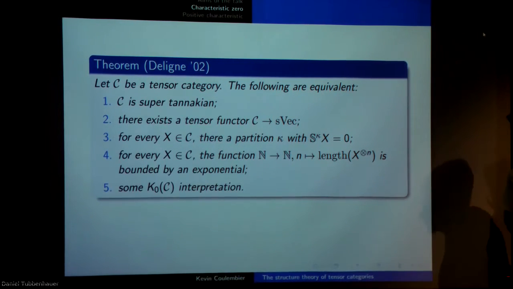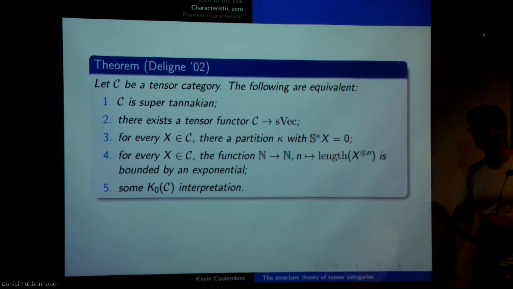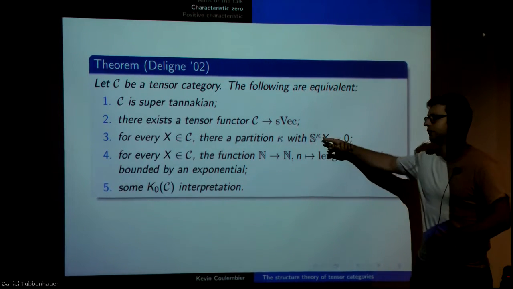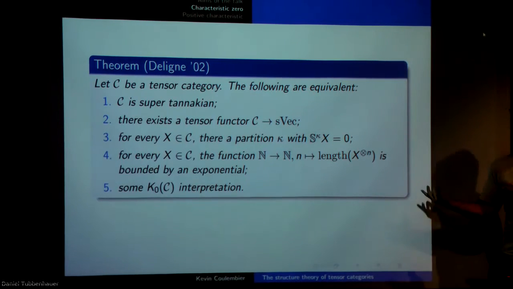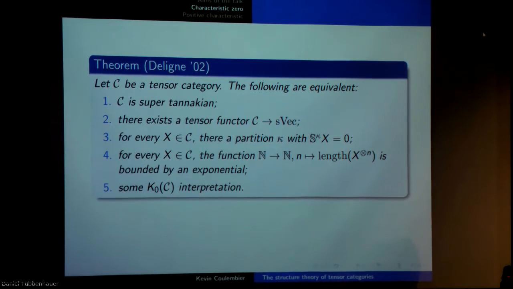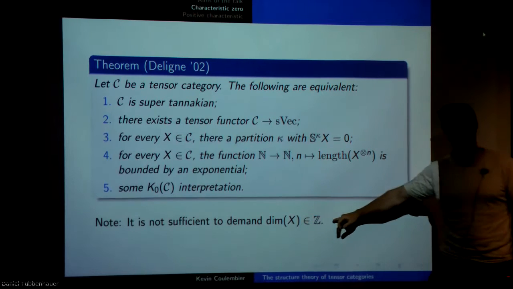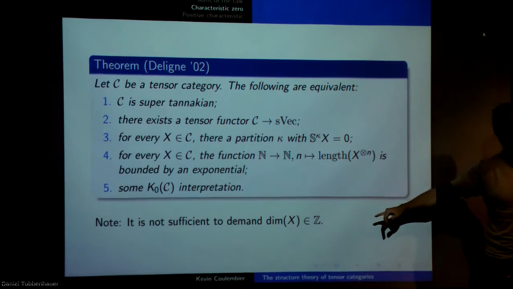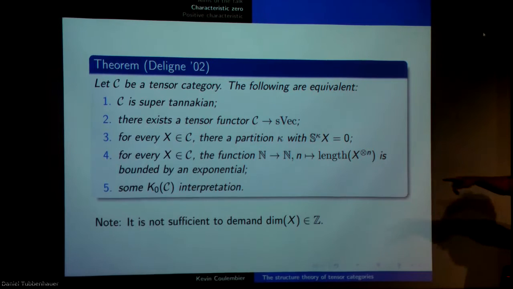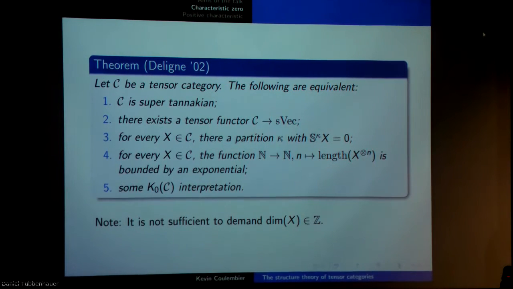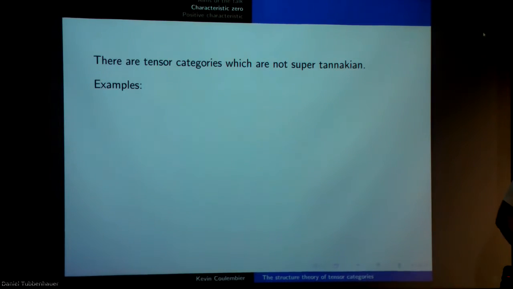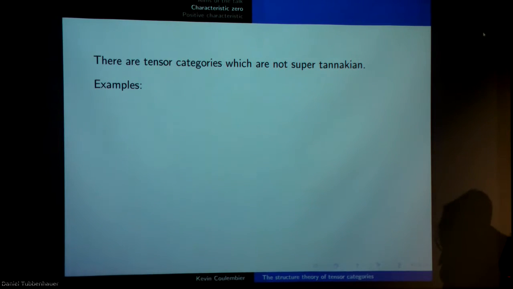And you can also interpret this in K0 because you can formulate in principle all Schur functors in terms of the lambdas. But it's a stupid statement to write out. But again, it can be characterized on the decategorified level. Interestingly, it's not sufficient to demand that all dimensions are integers. That would be kind of a naive guess by analogy, but that's not quite true. So I guess by that statement, I already gave away that not all tensor categories are super Tannakian.